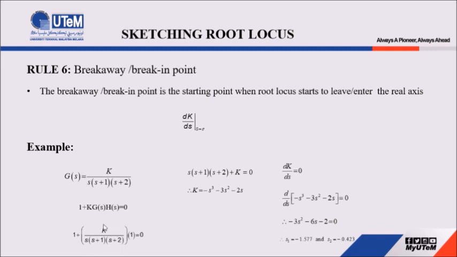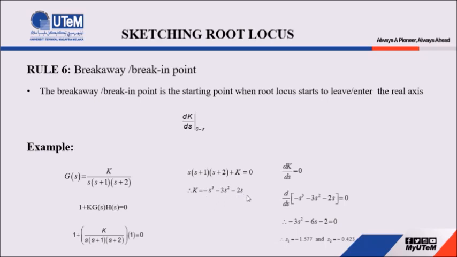From here, we rearrange this equation to become s times (s plus 1) times (s plus 2) plus K. From here, K is equal to negative s cubed minus 3s squared minus 2s.